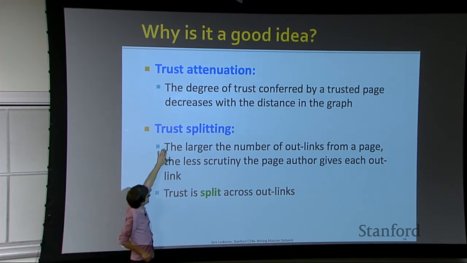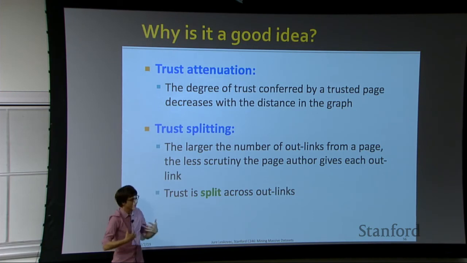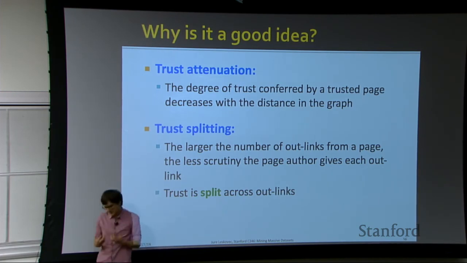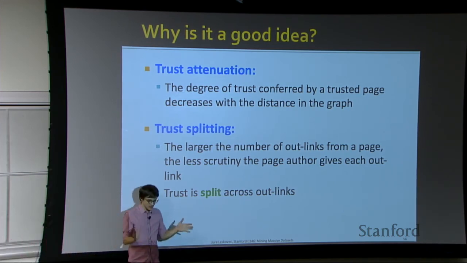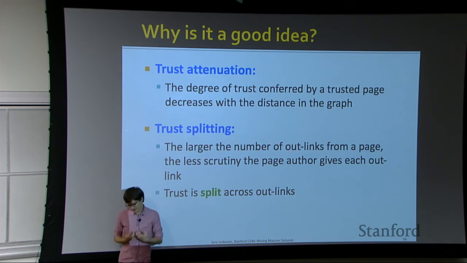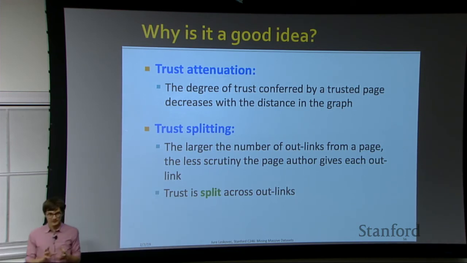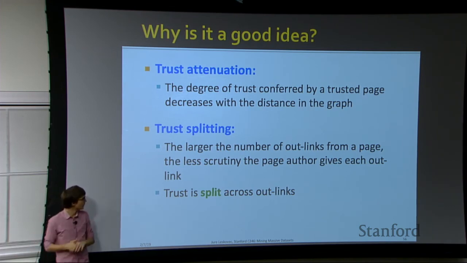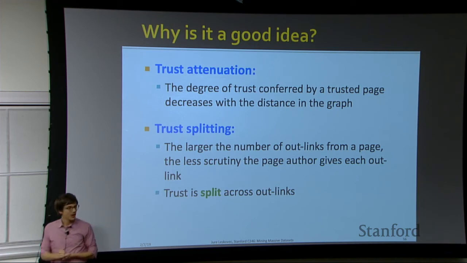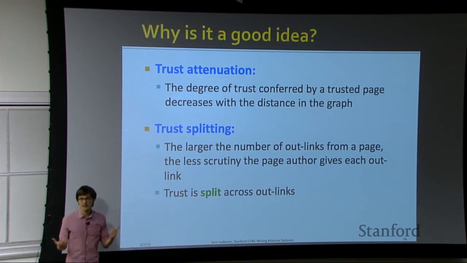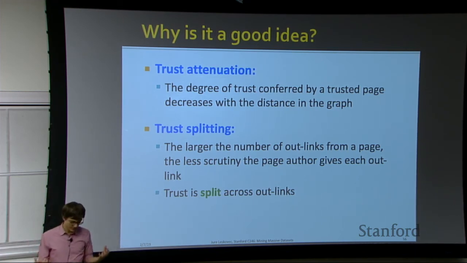And then there is this notion of trust splitting, where if a page has a lot of outlinks, it will take its trust and split it very finely among all the outlinks. And if the page has fewer links, then that trust won't be chopped into small pieces, but will be sent in bigger pieces to the fewer outlinks, right? So the idea is that trust is split across all the outlinks. And then the last idea is that trust is additive, meaning that you sum up the trust that comes from the web pages.